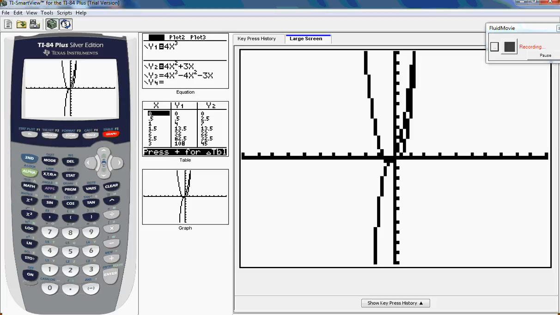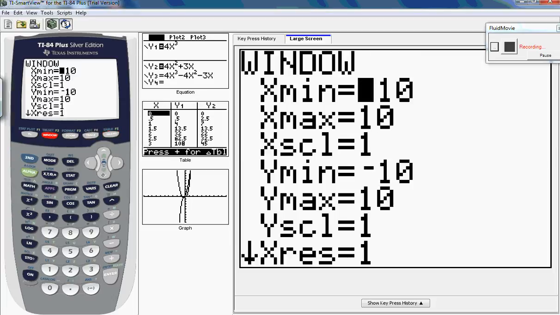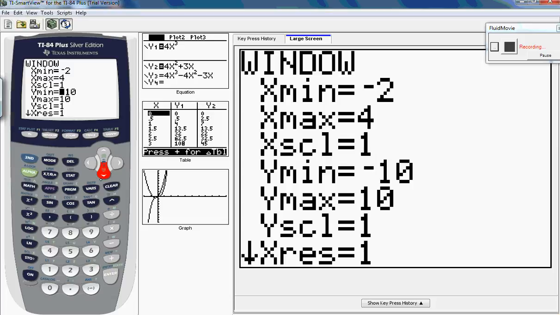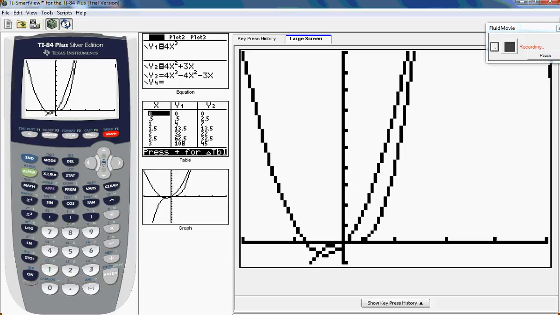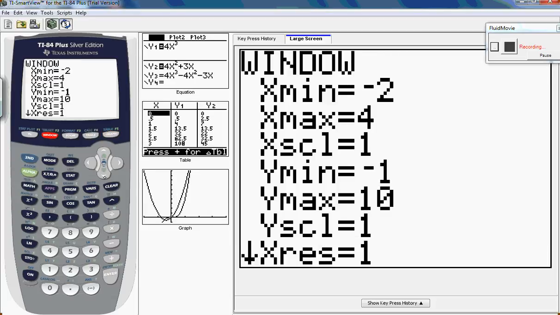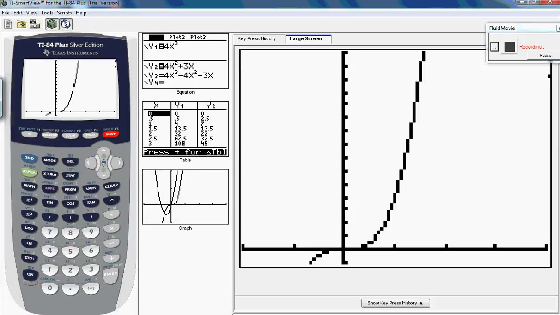Let's see. Maybe if we change our window, x min -2, let's go to an x max of 4, let's count by 1, let's go to a y min of -1 all the way up to 10. And let's see if we get a better look at that graph. There's one intersection, 2. It looks like the third one is up there somewhere, so we'll need to go back to our window and take this y max, and let's just take it to, well, let's try 15. See if we can see it now.